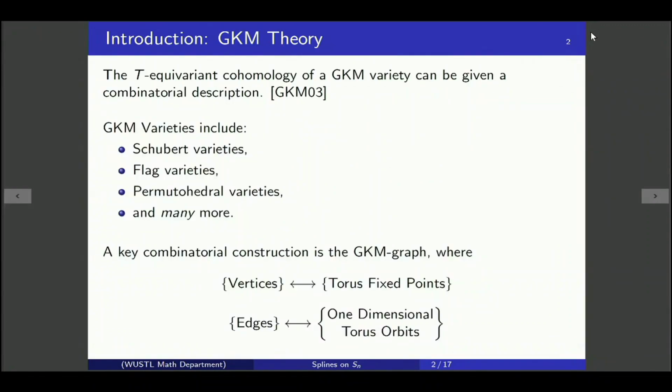Okay. All right. So a variety is GKM, and I'm not going to define it very explicitly, if it has a sufficiently nice action of a torus on it. What's going to be important for what I'm doing is I want finitely many torus fixed points, and I want one-dimensional orbits connecting those torus fixed points. GKM varieties include much of what we've seen over the past week and a half, give or take. Schubert varieties are GKM, flag varieties, and permutahedral varieties, and many, many more.